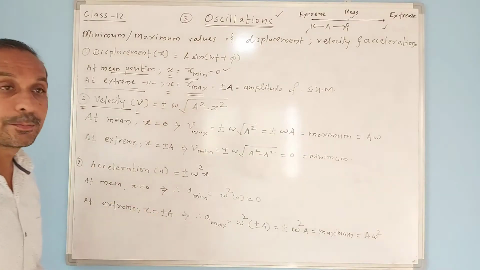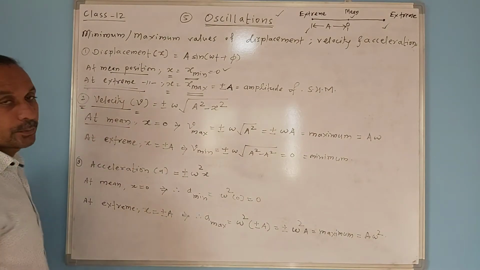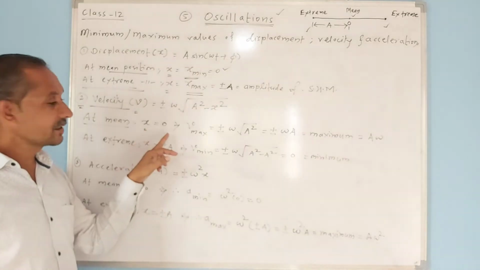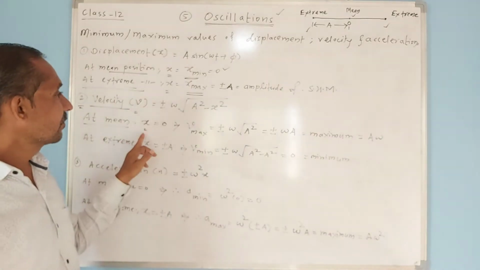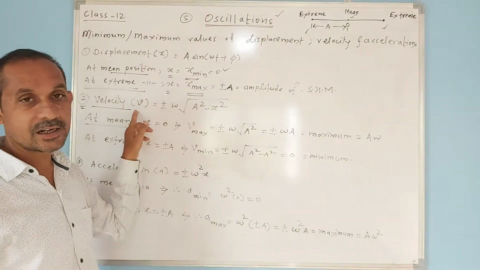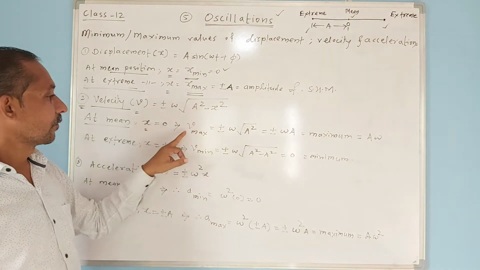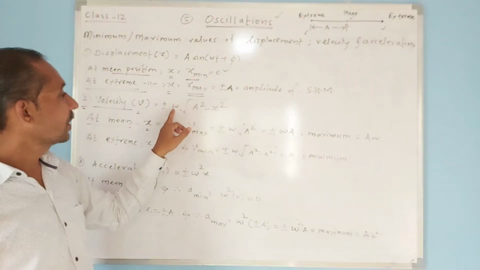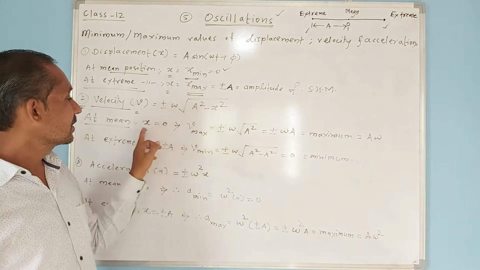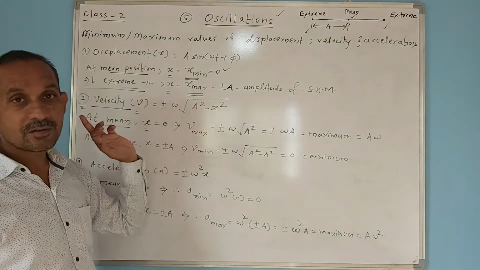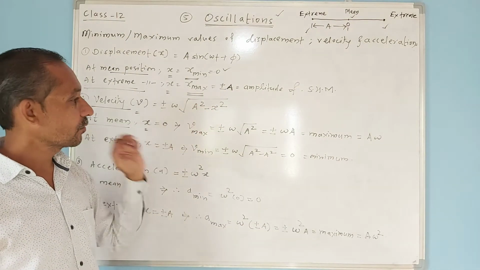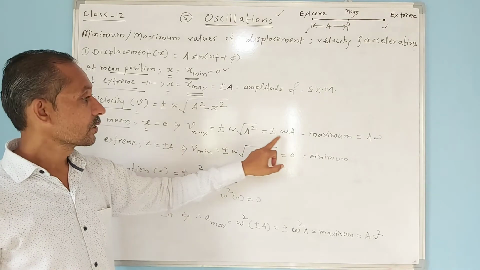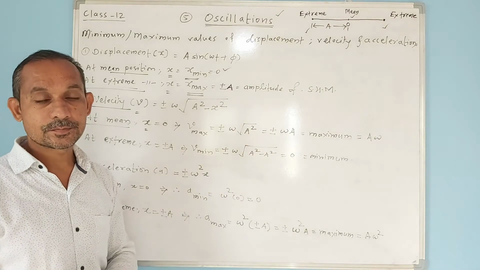Let's say at the mean position. At the mean position, how much displacement? Displacement x is equal to 0. Place the value in the basic relation for the velocity. The velocity is plus minus omega, x is 0, so 0 square, 0, under root a square. Under root a square, its root will be a. So plus minus omega a.